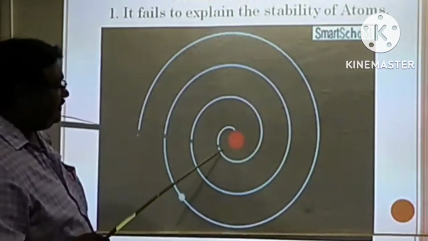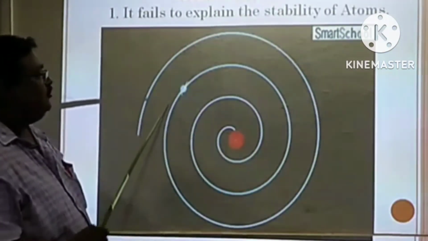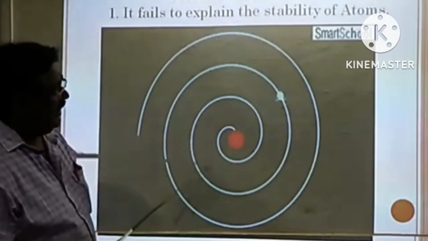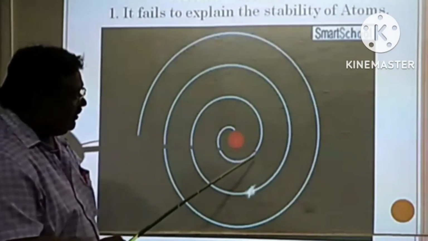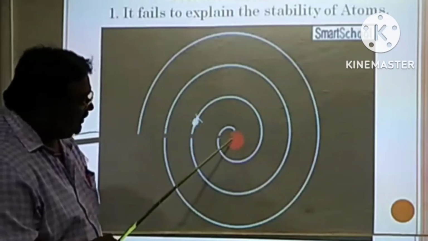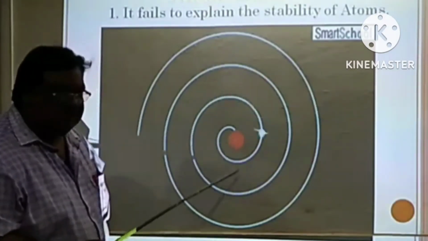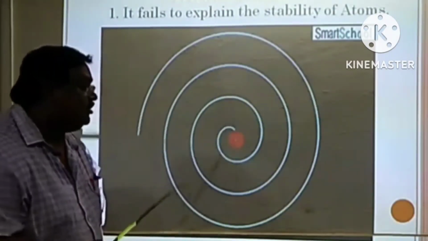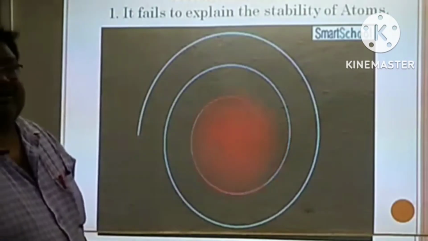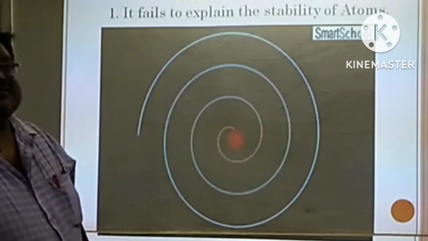It should be gradually attracted towards the nucleus. It should follow a spiral path, coming closer, closer, closer, and ultimately it should fall into the nucleus, or collapse into the nucleus. However, most of the atoms are highly stable.